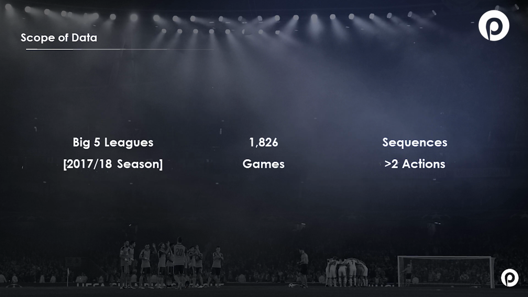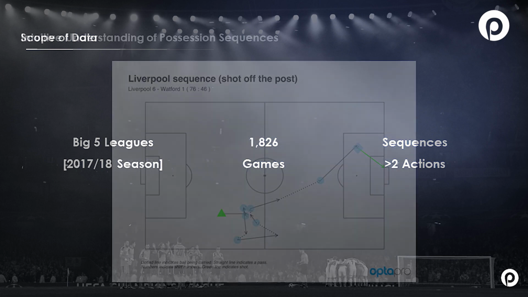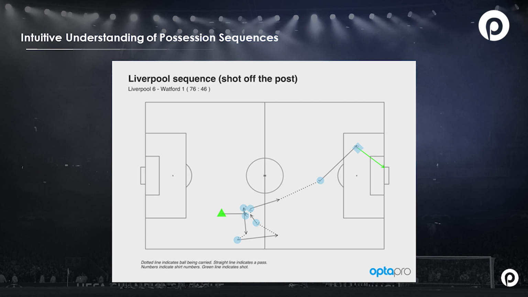The data set is the big 5 leagues from last season, 1,800 games, and sequences that have more than 2 actions within them. Sequences are relatively intuitive to understand. If we see this Opta image, we can understand what happened. Based on Liverpool, we can infer quite a bit of information, maybe who scored, who was involved, but it's very intuitive to see, and this was within the raw data. So it's intuitive when we see them plotted as images.